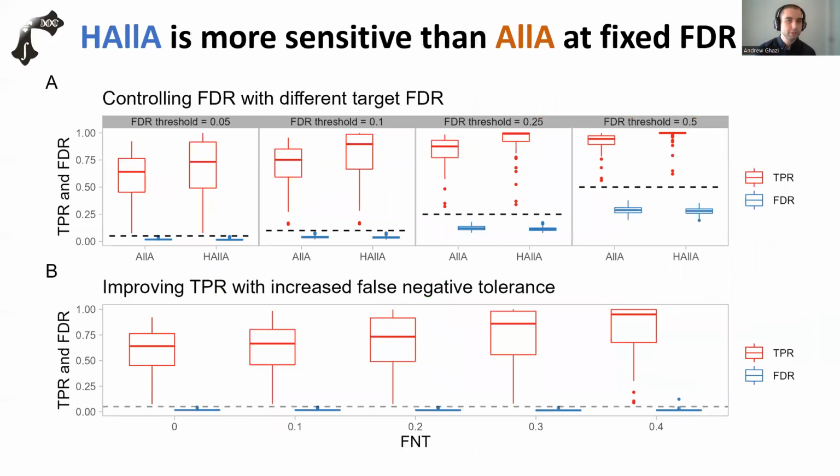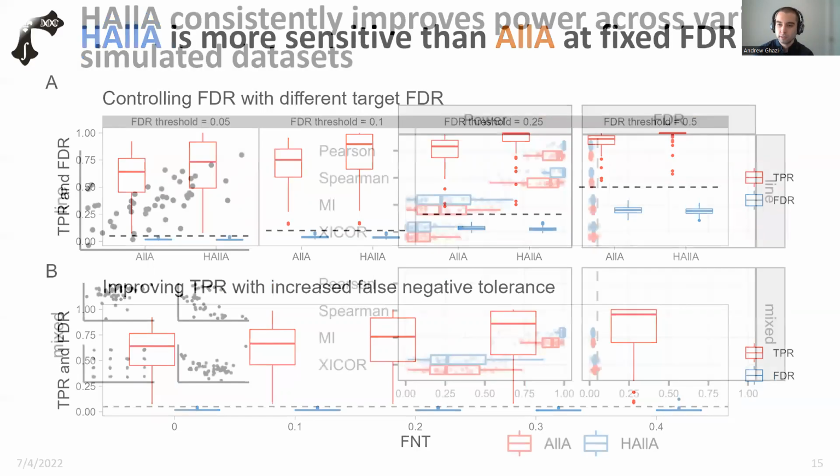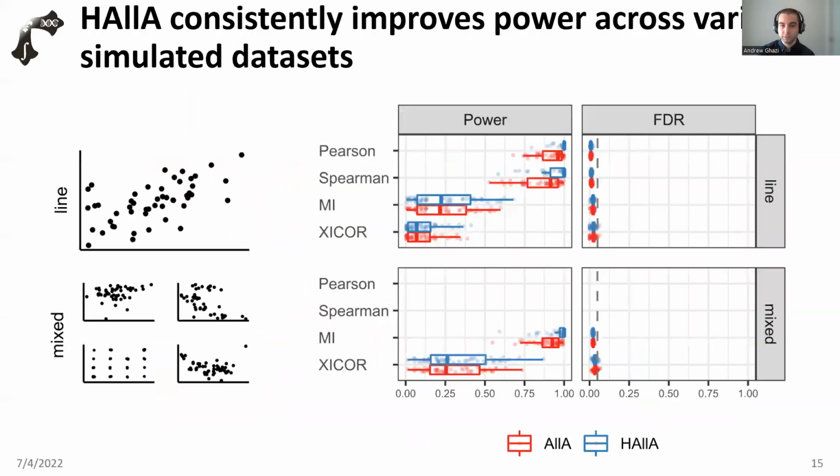And what we show in the paper is that HAllA is more sensitive than AllA, so no H at the start. It's more sensitive, it more readily detects true associations. Meanwhile, it maintains the desired FDR levels. And as you adjust the false negative tolerance, you can tweak your sensitivity at the cost of a minor increase in false discovery rate.